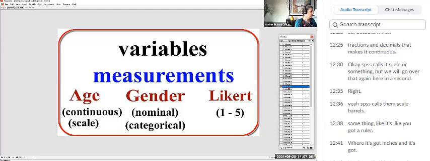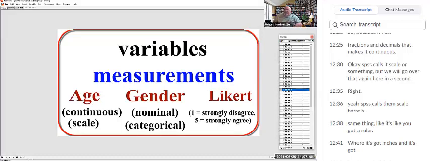And the Likert scale you're going to use a lot if you're going to use a survey, which most of you will be. The Likert scale ranges from 1 to 5, 1 to 7, 1 to 9. It doesn't really matter how far out you go, where the strength of whatever it is you're measuring increases as the numbers increase.